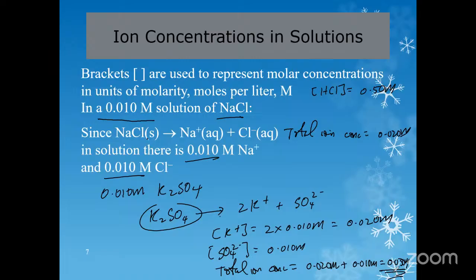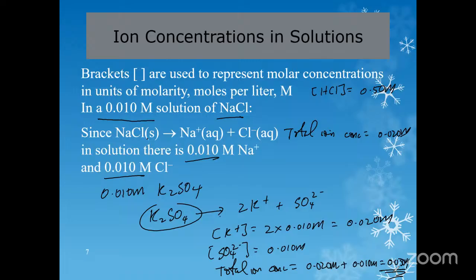So the point here is that in order for you to determine the concentration of each ion present in a solution, you have to take into account the stoichiometry of the dissociation, right? You have to look at how many ions are formed, or I should say, how many ions of each kind are formed from the dissociation of one formula unit of the original ionic compound, all right?